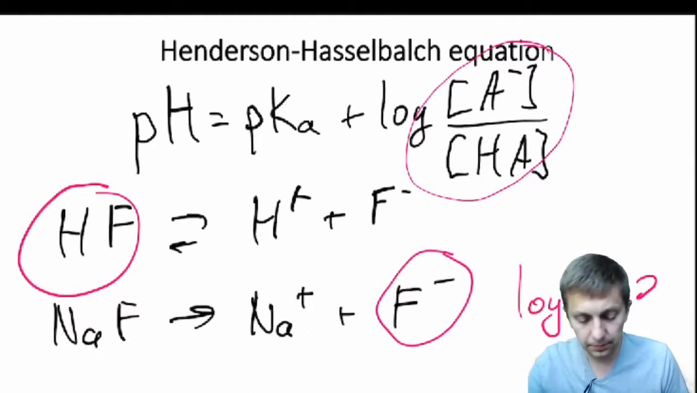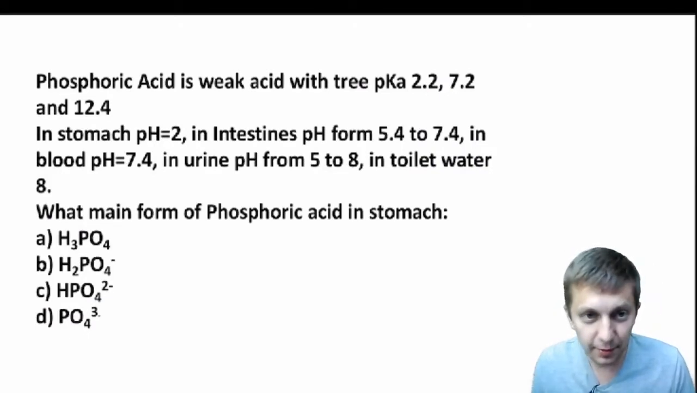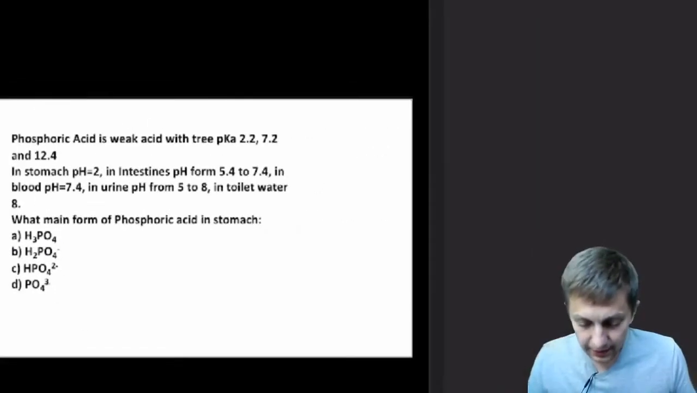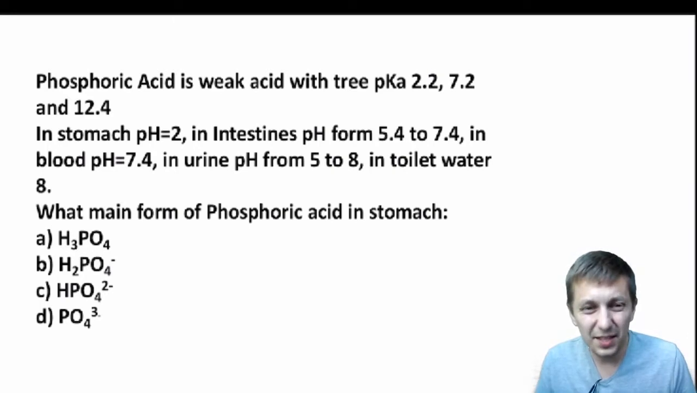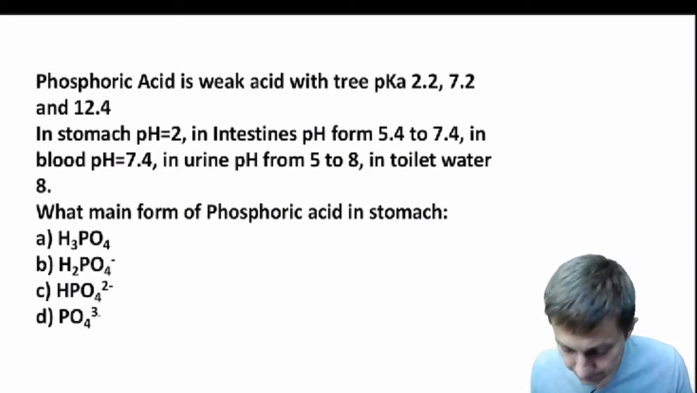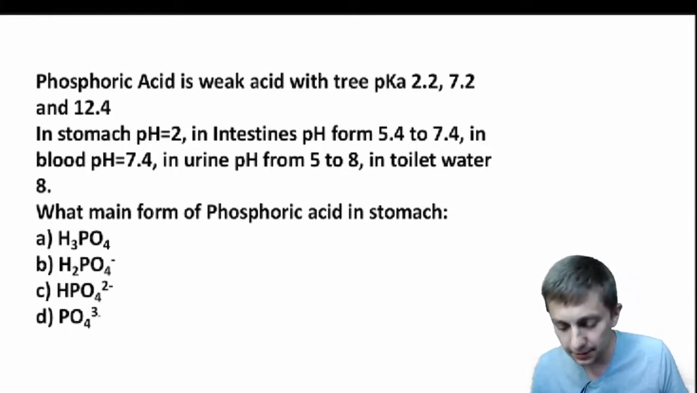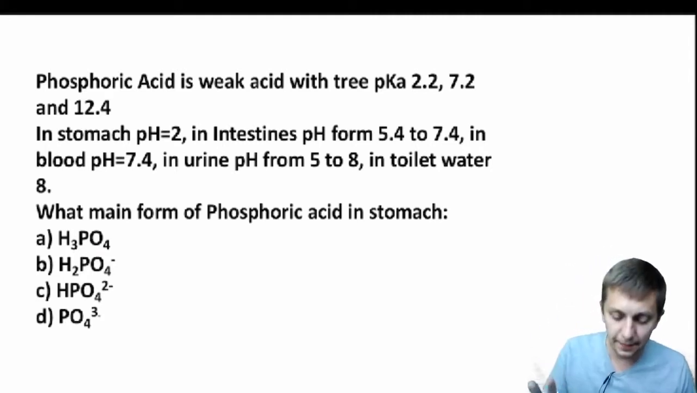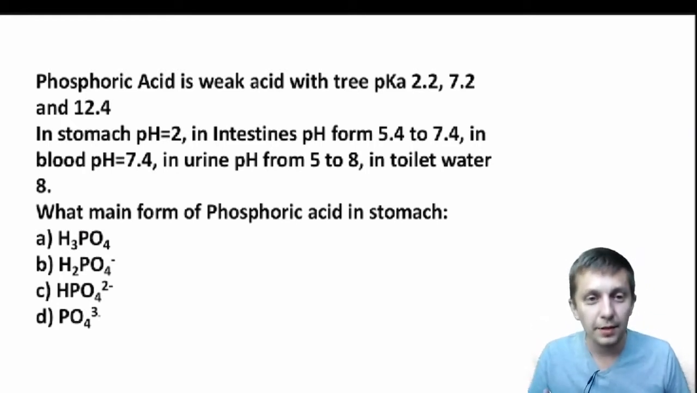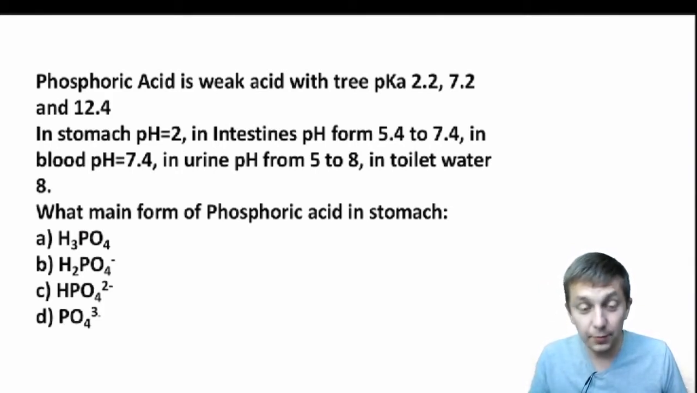And now we will discuss, as I promised, especially for those who watch Reddit or my groups, phosphoric acid. It's a weak acid with 3 pKa values. In my stomach, pH is even less than 2 because I am a little bit hungry. Intestines can be different because sometimes you eat, sometimes you don't. Sometimes you're hungry, sometimes you're not. But in your blood, pH is always the same, 7.4, because it's very important. And urine also has a pH from 5 to 8.